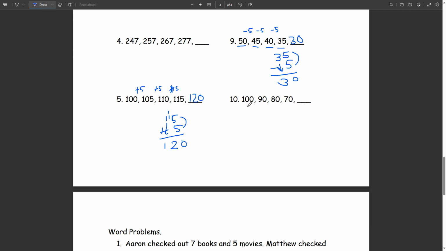Number 10, so we go 100, 90, 80, 70. So you can see each pattern. 100 to 90 is minus 10. 90 to 80 is minus 10. 80 to 70 is minus 10. So we go 70 minus 10, 0 minus 0 equals 0, 7 minus 1 equals 6, so we get our answer 60.